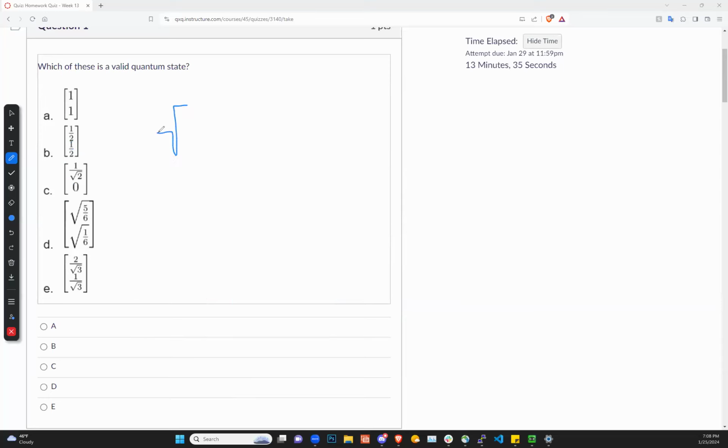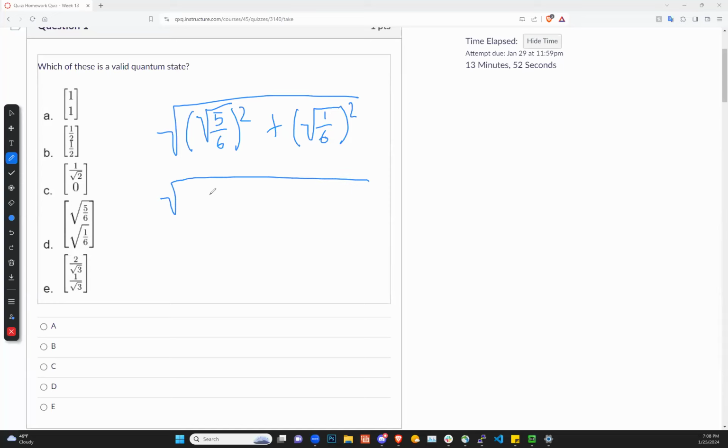D, if we take these numbers here, we have the square root of 5/6 squared plus the square root of 1/6 squared. That's a 6. The square of a square root is just the number, so we get 5/6 plus 1/6, which is the square root of 1, which gives us 1. So D is the valid quantum state here because it is the only vector that has length 1.